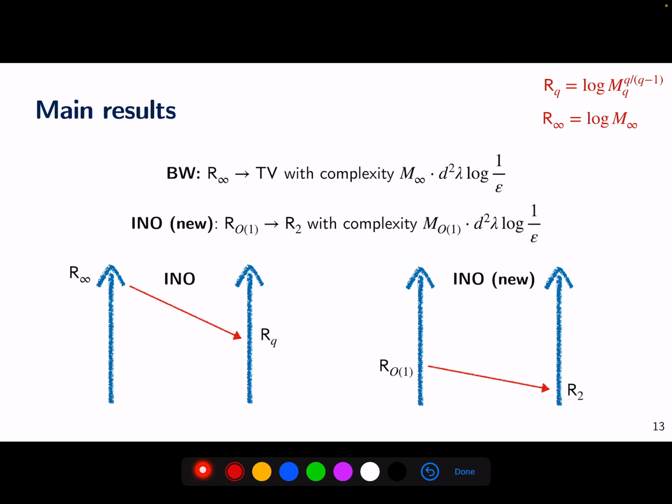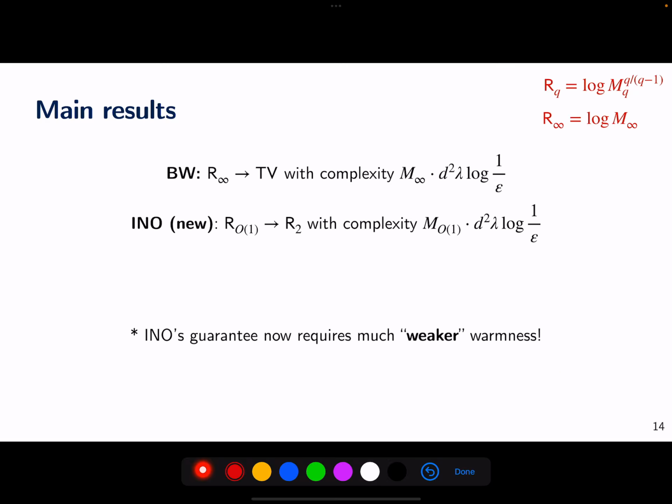One of our main contributions in this paper is that we refined the analysis of In-and-Out so that the initial warmness is now not random infinity. It's now much weaker than random infinity. So we relax from random infinity to random O(1). Like I said a few slides earlier, random O(1) is smaller than random infinity. So now, in order to invoke the In-and-Out guarantee, the level of initial warmness is much more relaxed. So the In-and-Out guarantee now requires much weaker warmness.